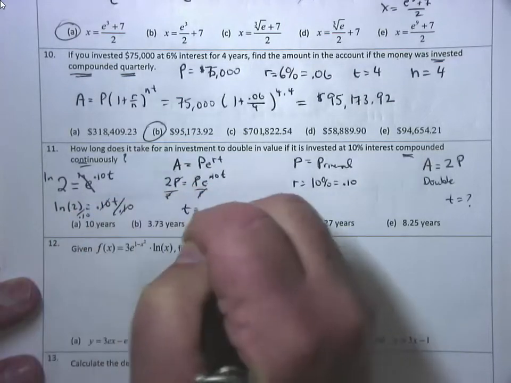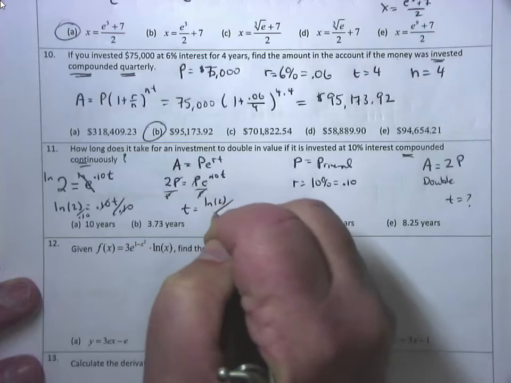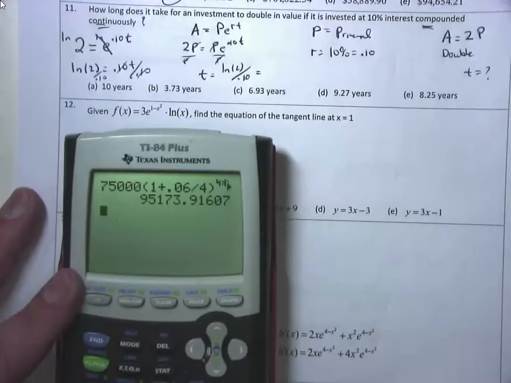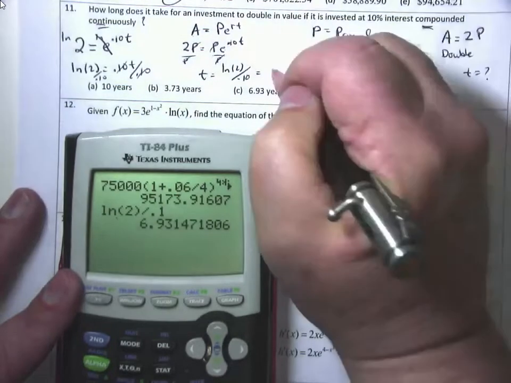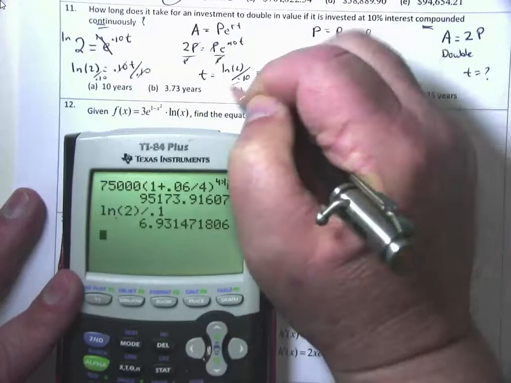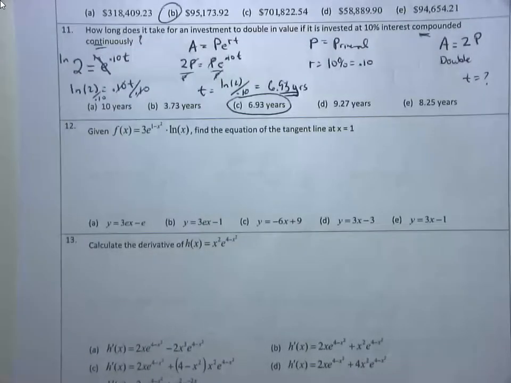So t equals the natural log of 2 divided by 0.1, or 0.10 if you like 2 decimal places there. And so the natural log of 2 divided by 0.1 is 6.93, and obviously time in investment is measured in years. The answer is C. Does that make sense?